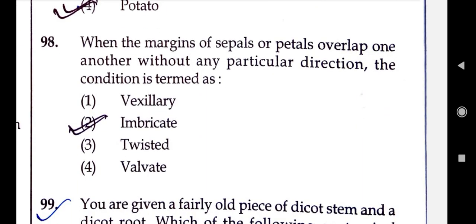Question number 98. When the margins of sepals or petals overlap one another without any particular direction, the condition is termed as imbricate. That is the correct option. Option 1, vexillary, is wrong. Option 3, twisted, and option 4, valvate, are also wrong. So imbricate is the correct option.